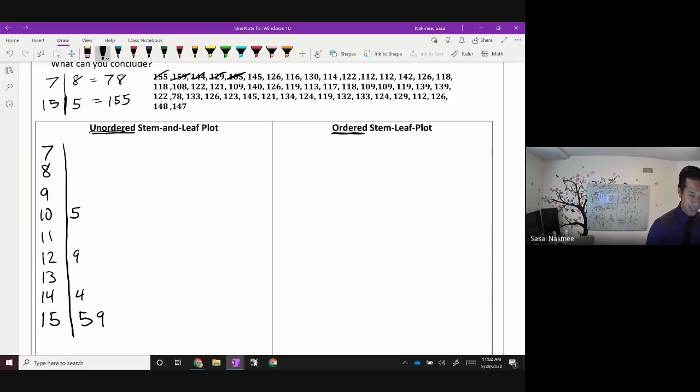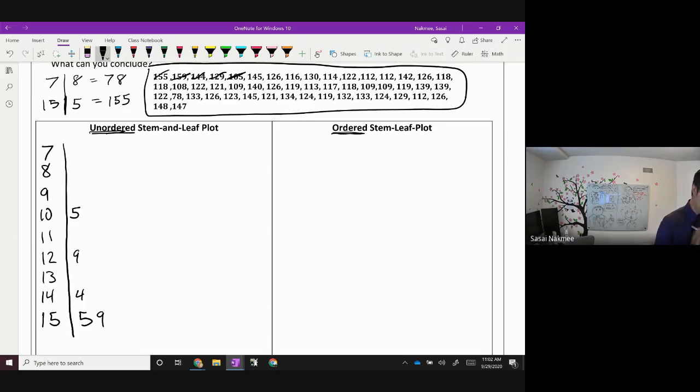All of the above. Speed up and slow down? Why are you starting at 7? In this particular case, I was looking for the smallest number out of all of my data. This is my data up here. The smallest number I was able to find was 78, so I decided to start at that 70. 78 is the smallest one. That's the only real reason why I started at 7.